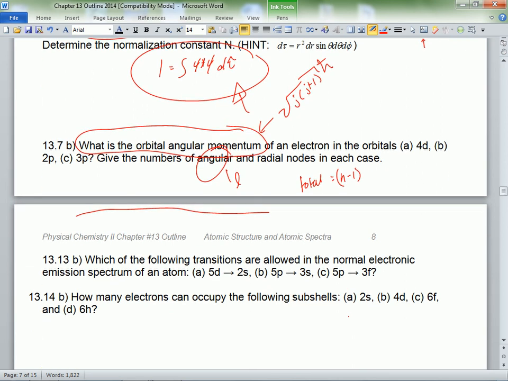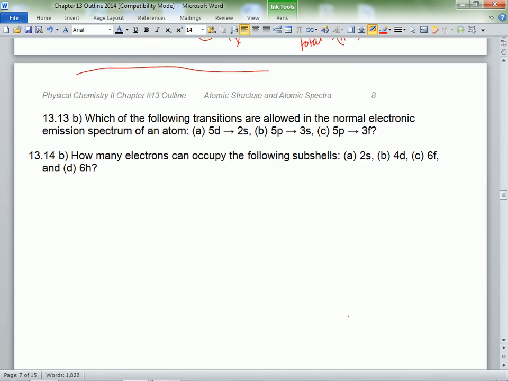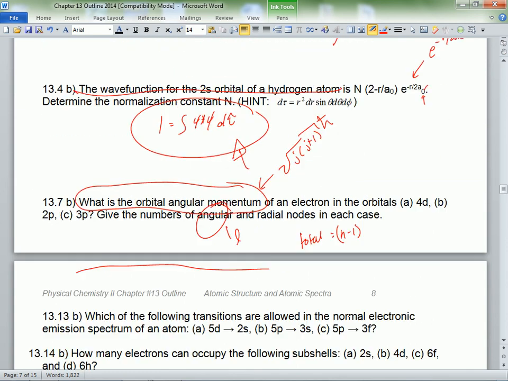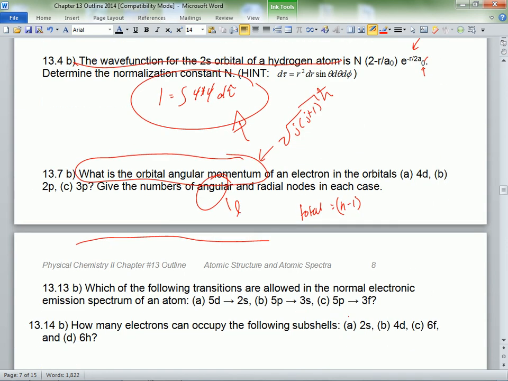Oh, we're out of time. Sorry, Pablo. I was disappointed because we didn't get to those other ones. But which of the following transition? Oh, that's going to be an easy one. How many electrons can occupy the following? That's not going to be bad either. We can figure those out.